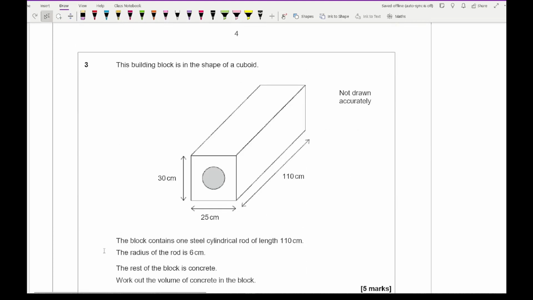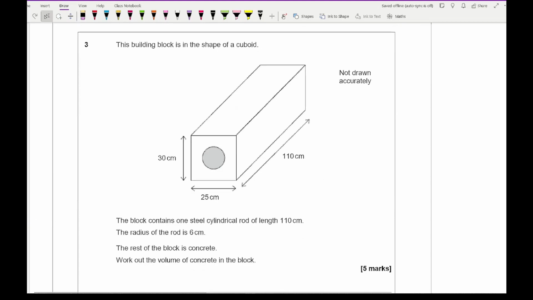Moving on to question 3, it says that a building block is in the shape of a cuboid. The block contains one steel cylindrical rod with a length of 110 centimeters. The radius of the rod is 6 centimeters. The rest of the block is concrete. Work out the volume of the concrete in the block. So the volume of the concrete is going to equal the volume of the cuboid minus the volume of the cylinder.